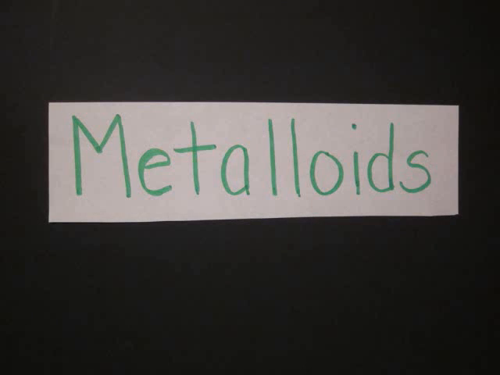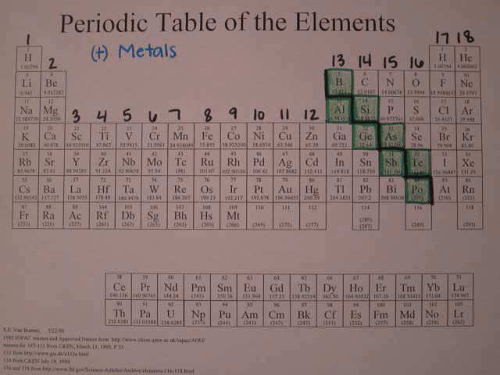Next, you want to color the elements touching the stairs green. These are metalloids. Metalloids have properties of both metals and nonmetals. They can be shiny or dull, malleable or ductile. They can conduct heat and electricity better than nonmetals, but still can be used as a metal.